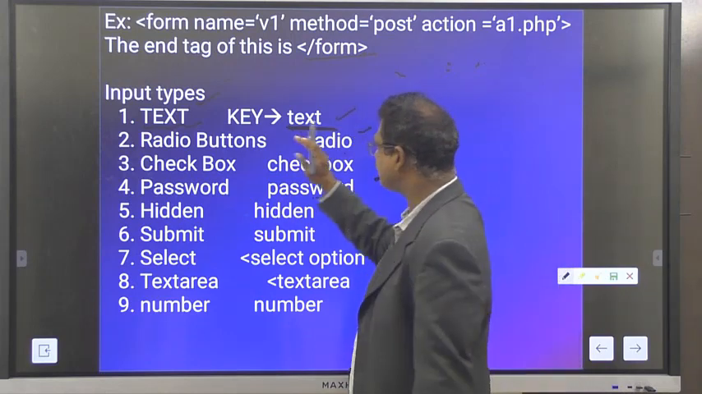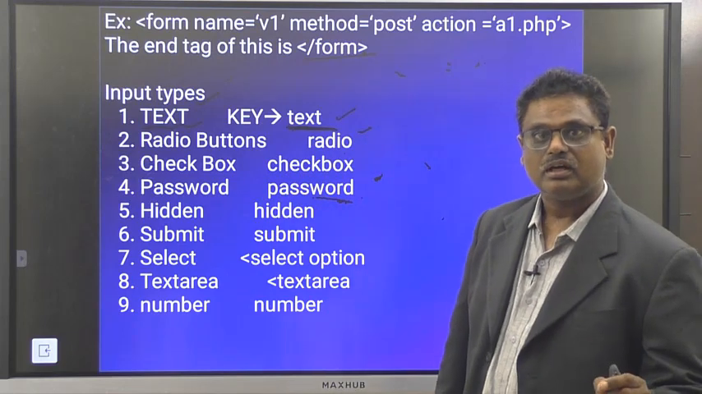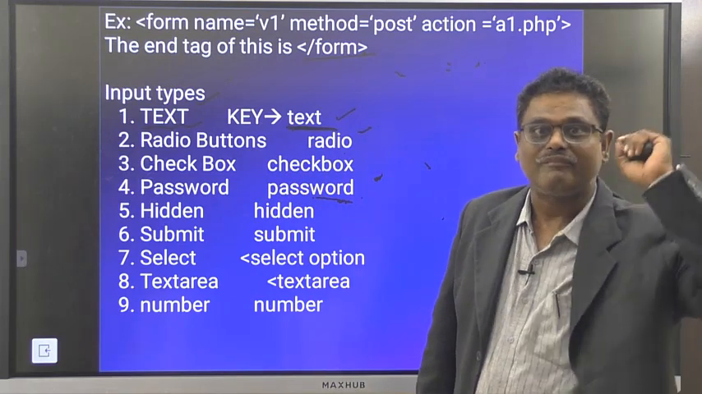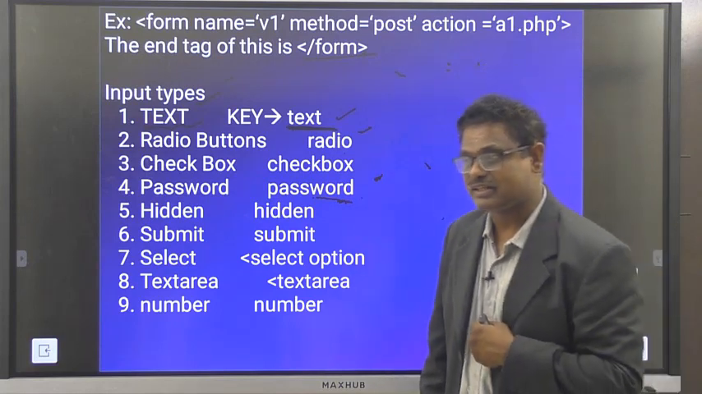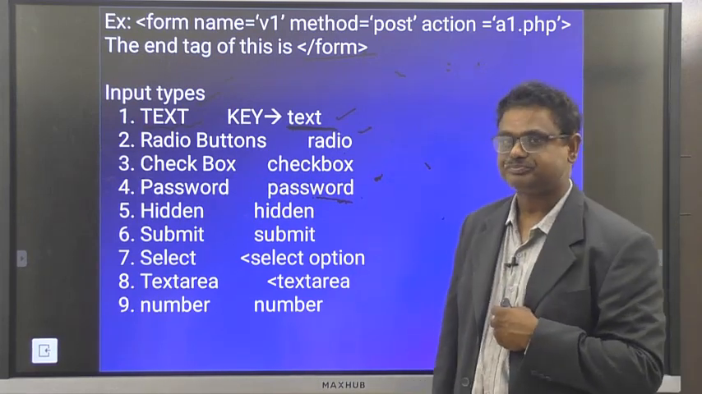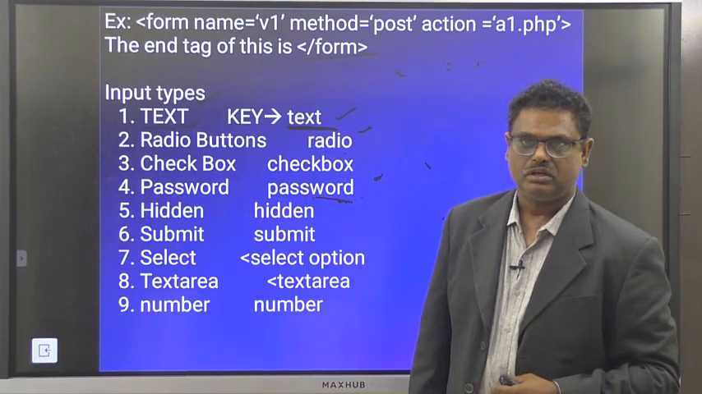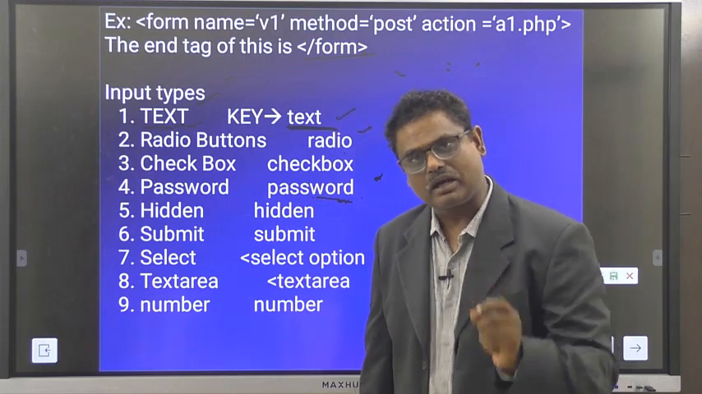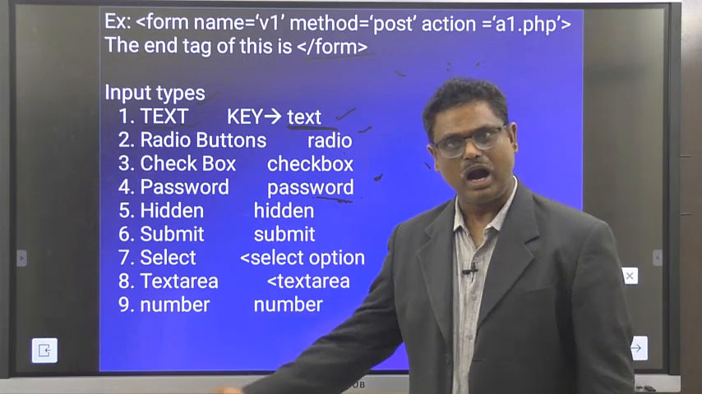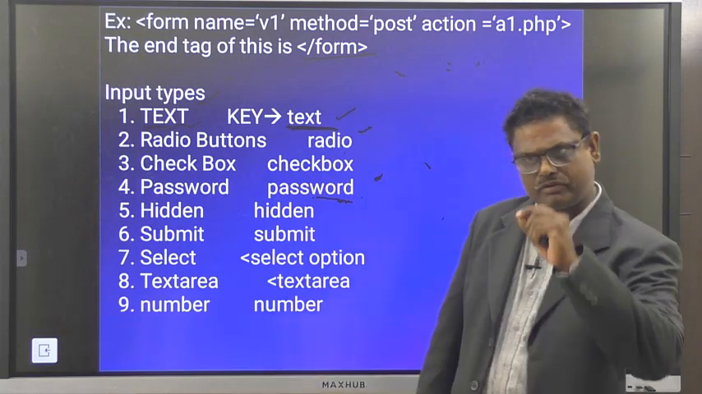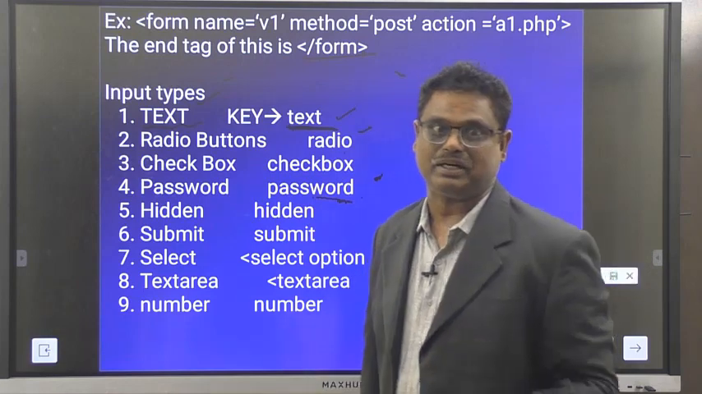The only problem with text is you cannot give validations, my dear friends. Validations. What do you mean by validation? Suppose, for example, you want to read a mark. Generally the mark ranges from maybe 0 to 100. So if anybody gives a mark more than 100, you should not accept that.